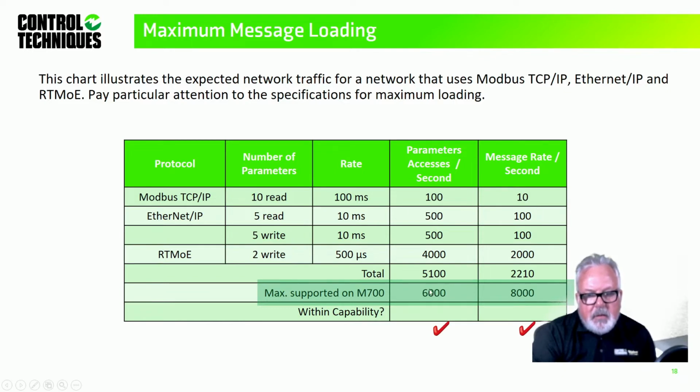I can have 6,000 parameter accesses per second, and I can have 8,000 messages per second with either the M700 or the Digitax HD. So you simply lay out your network communications scheme like this, add them up. If they don't exceed these values, you're good to go. So that's good information there.